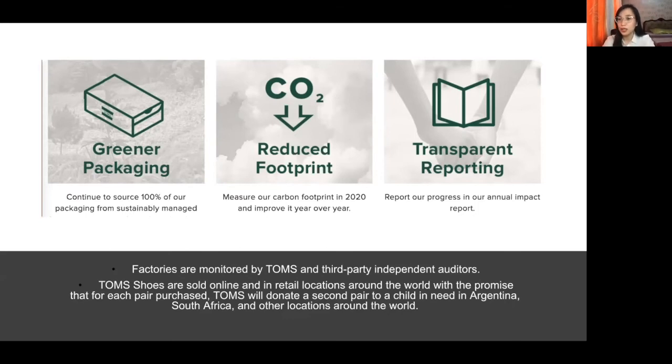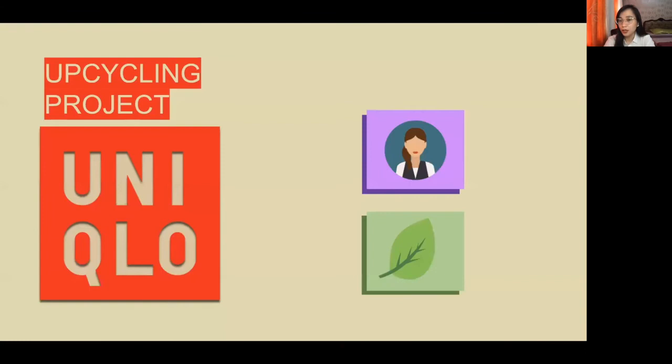So, that's good. Okay? So, another brand, a known brand that we know of is Uniqlo. Okay? Uniqlo, naungusan niya na si Zara when it comes to fast fashion.